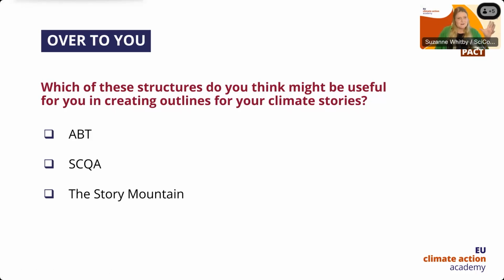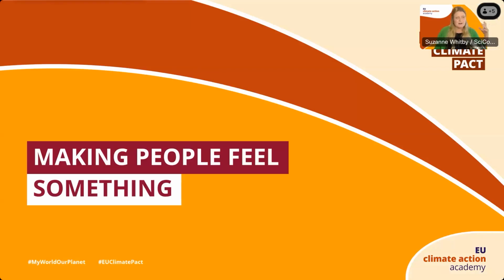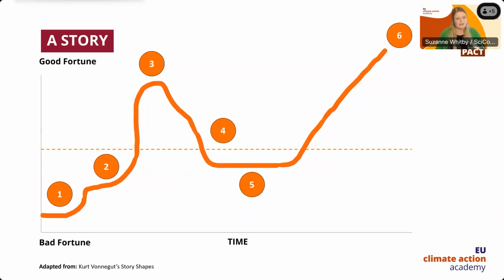So the last thing that I'm going to talk to you about in terms of our structure and our tools is how we can potentially make people feel something, right? And what I want to introduce you to is something called a story shape, right? So this is what a story shape could potentially look like. A story shape is going to start with an individual, maybe being in a situation where things aren't too good, right? So they're low on the good fortune, bad fortune axis.